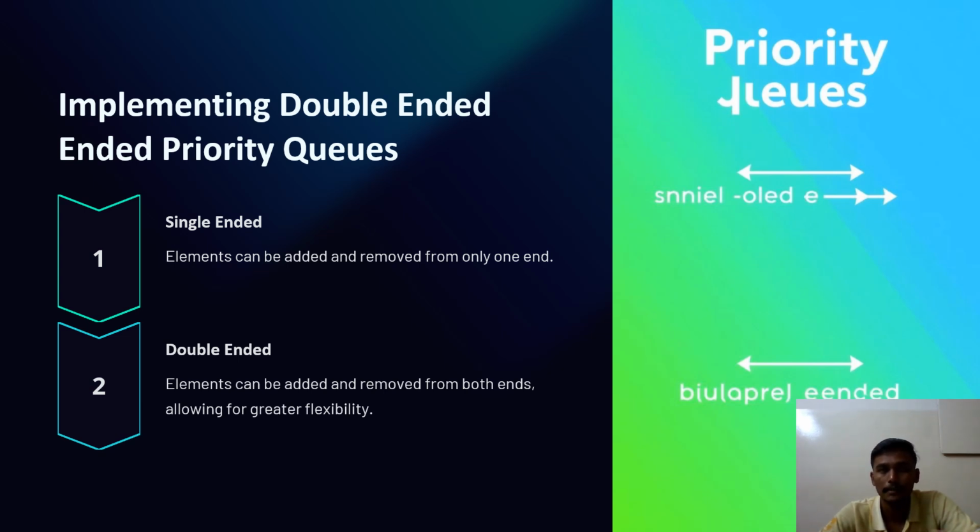In double-ended, it is possible. Elements can be added and removed from both the ends, allowing for greater flexibility. Here, both the ends are flexible. We can add an element in front also and in the rear also.